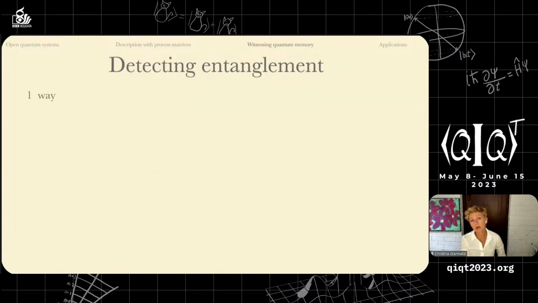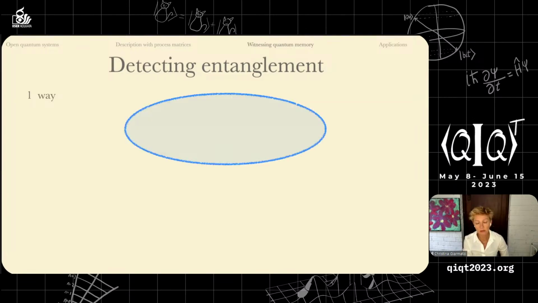Right, so I'll just show you a little bit. One way of detecting entanglement, just in practice, how you do it. Remember, this is the set of separable states. An entangled state is outside of that. And by the hyperplane separation theorem, there exists a witness, which is a hyperplane that separates the state from the set.